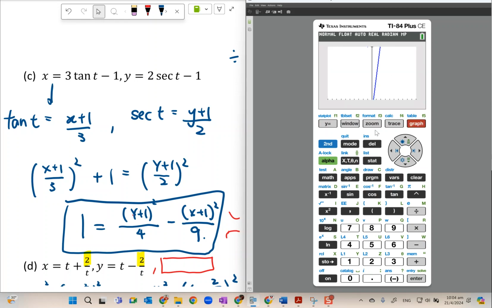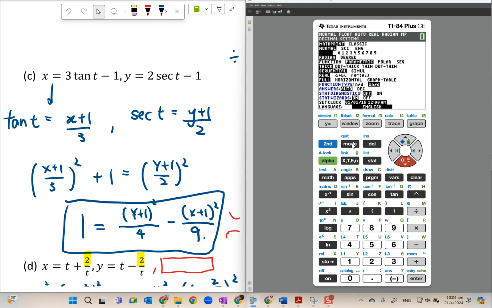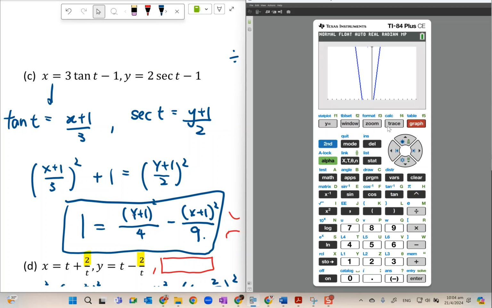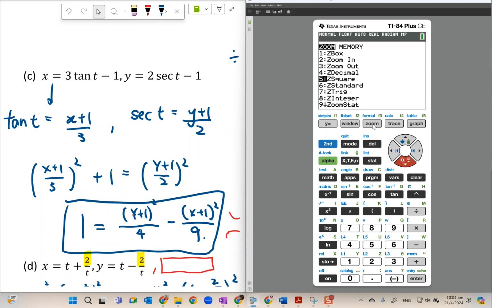When you press graph, it's not going to look very nice. That means something is wrong. So I go to mode again. It must be in radian. So that's done. And then you go to window. This is from 0. 3.14 is pi. Now usually the question may ask you to sketch up to 2 pi. So I'm going to change this to 2 pi. And then I press graph. I press zoom fit, to fit the graph inside whatever I want to see.